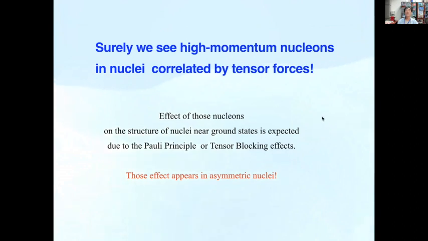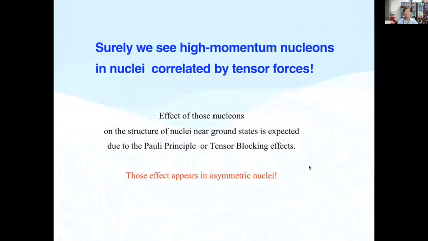So sure, we see these high momentum nucleons in nuclei correlated by the tensor force, because we proved it's an S = 1 proton and neutron pair. And so the effect of those nucleons on the structure of nuclei near the ground state is expected, due to the Pauli principle or tensor blocking effect, as I showed. Now, how is it in asymmetric nuclei? This is the interesting question.